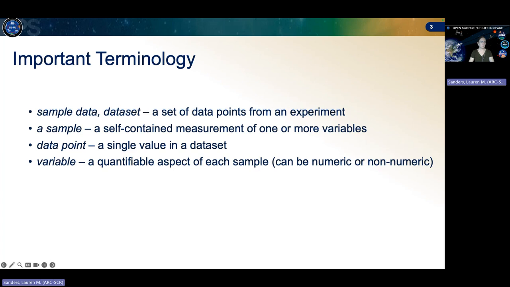So some important terminology for the upcoming lecture, and all of these terms are about to be illustrated concretely with examples. But just to start off with, we're going to be using the term sample data or data set interchangeably. This is a set of data points that comes from one experiment. A sample within a data set is a self-contained measurement of one or more variables. And then a data point is a single value in a data set. A variable is a quantifiable aspect of each sample. So this can be numeric or it can be non-numeric.